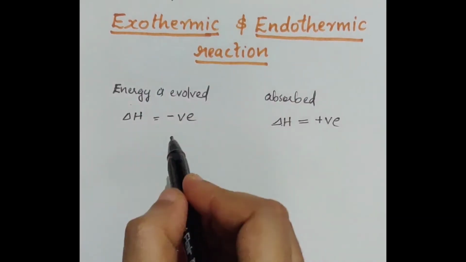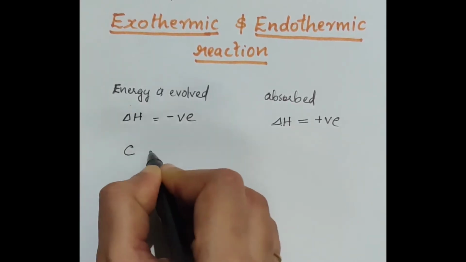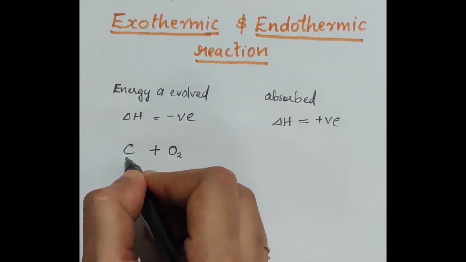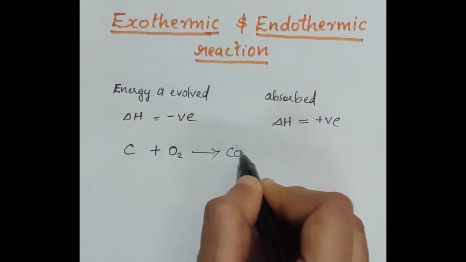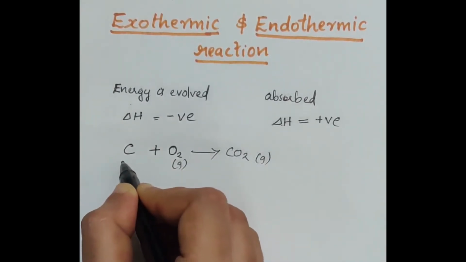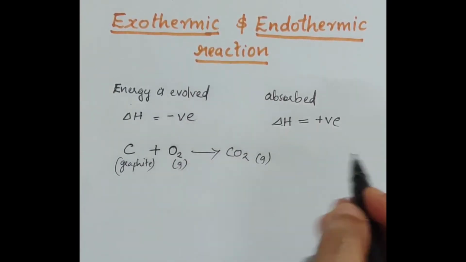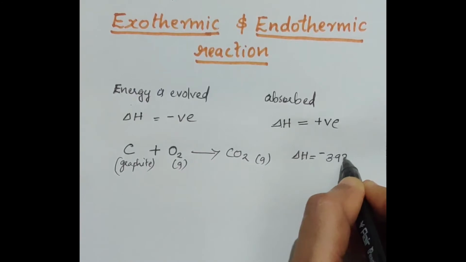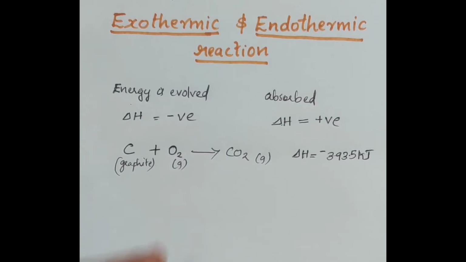Let us take one example for an exothermic process. It is C plus O2. O2 is a gas and C means carbon, in the graphite form. We are getting carbon dioxide gas. Suppose this is a graphite form of carbon. And the value of delta H is equal to minus 393.5 kilojoule. That is, the value of delta H is negative.